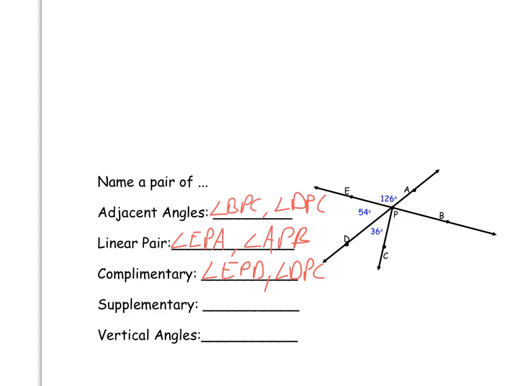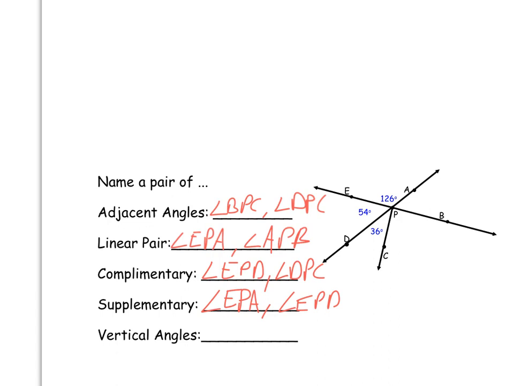All right, what about supplementary? Remember what supplementary adds up to? They add up to 180, right? Well, look at these guys, 126 and 54. Did you find those? So they add up to 180. So there's our supplementary angles. That works good. Angle EPA and angle EPD. So that's these guys right there. You could also use the same ones we use for the linear pair, because a linear pair turns out they're going to be 180.